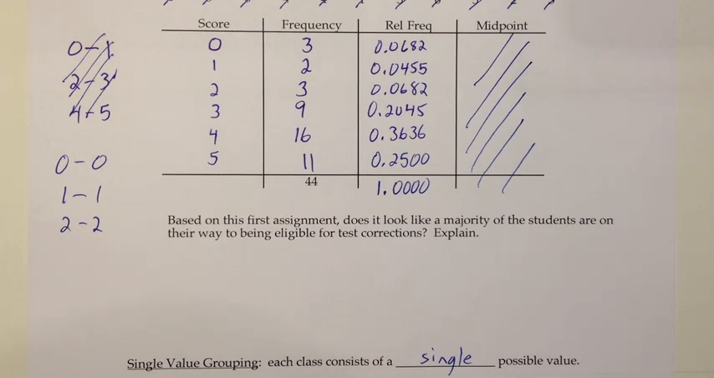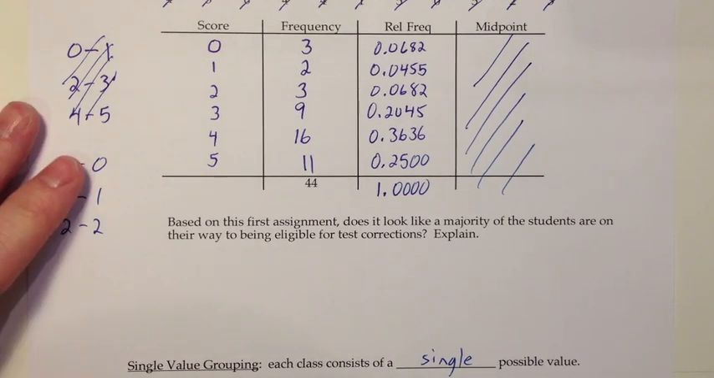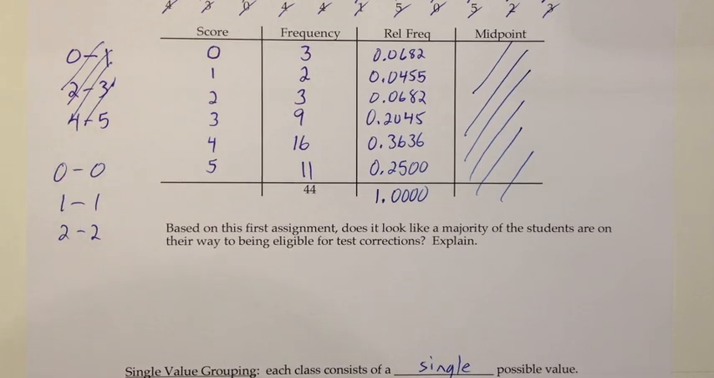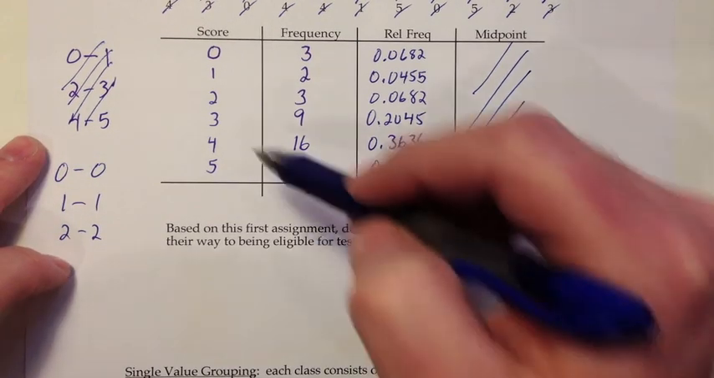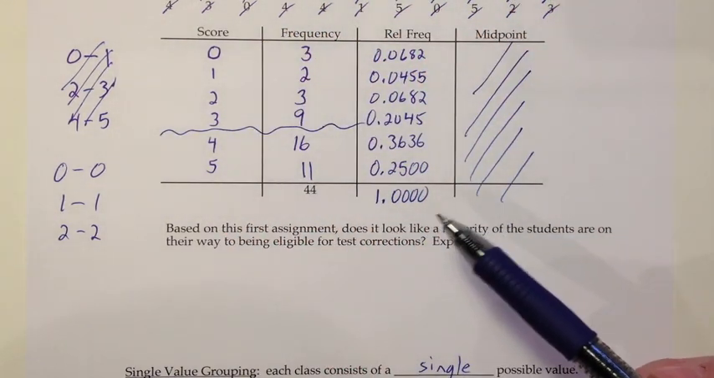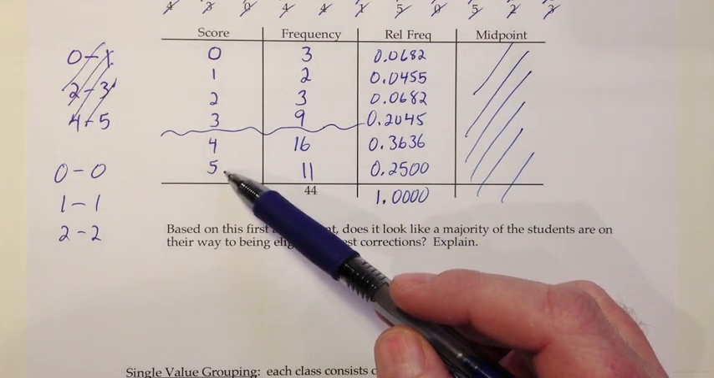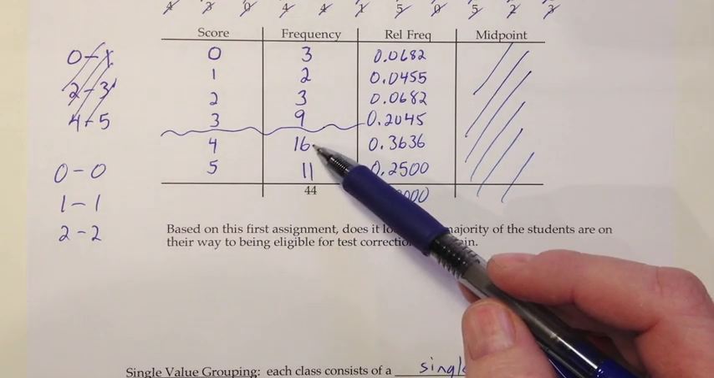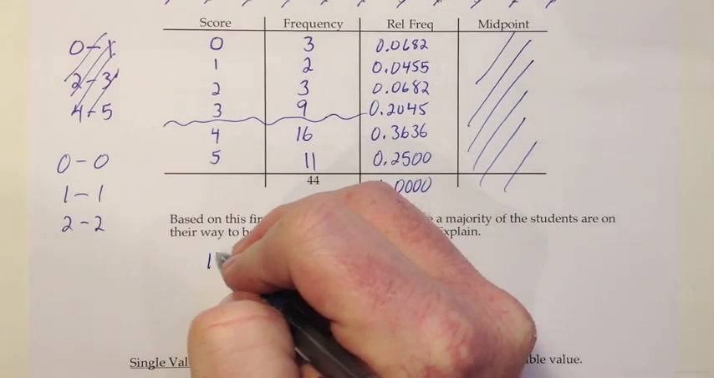And then just looking at the last question, based on this first assignment, does it look like a majority of the students are on their way to being eligible for test corrections? So you may or may not remember this from the syllabus, but I said that if you average 3.5 points or higher on your homework, that would earn you a test correction for your homework efforts. And so after only one assignment, Chapter 1, you'd have to have a 4 or a 5 on that, so the break is right here for that. And how many of the students have met that? So you have to get a 4 or a 5 to be on your way for being eligible for test corrections. And we have 16 plus 11 that are eligible.